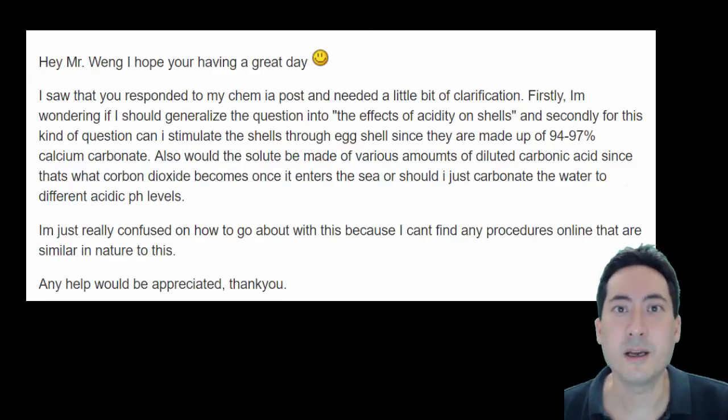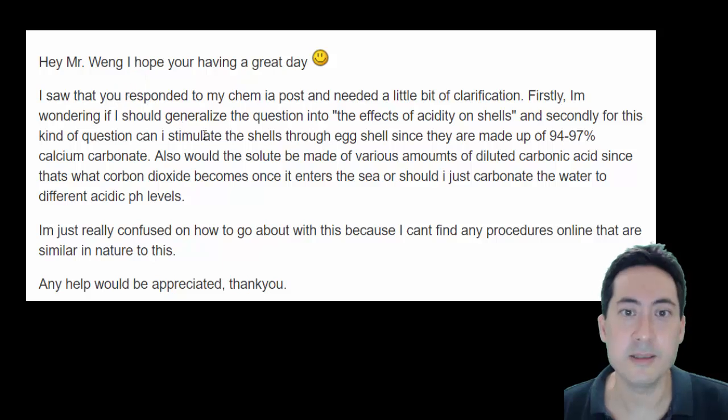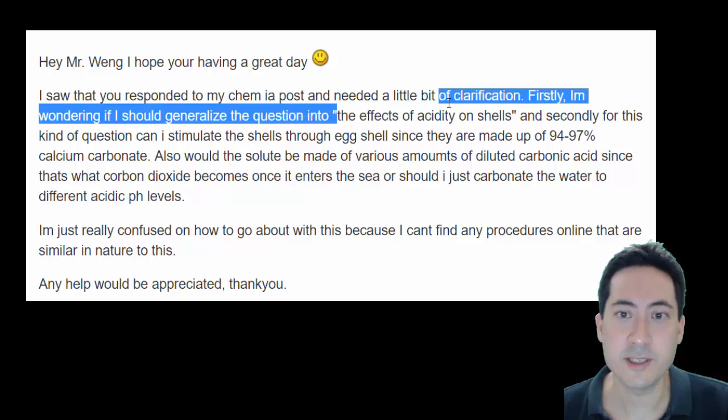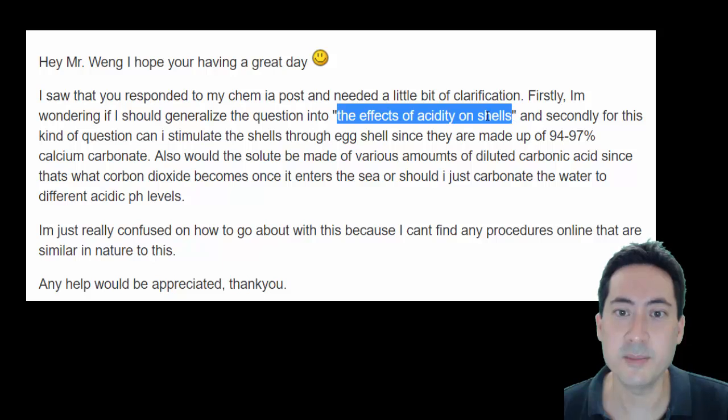Now he's gone into a little bit more detail here, and he's emailed me back saying I need a bit more clarification. And so he's looked at here, he's gone for the effects of acidity on shells. So he's getting a little bit more specific. It still is a little bit too broad. And secondly, what can I do for this? I know that they're made up of 94%. I could put them in various amounts of acid.